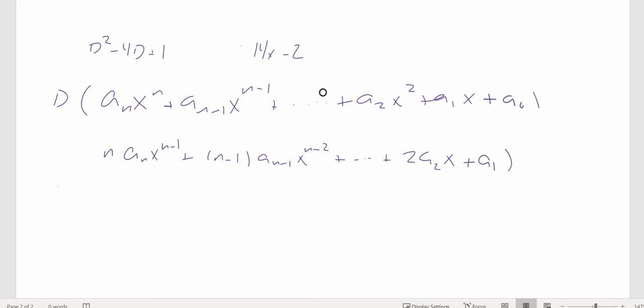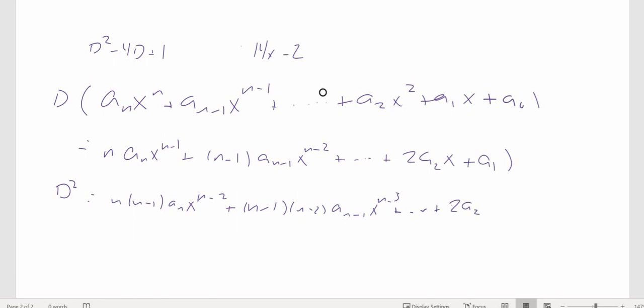Now, if we take the second derivative, so there's the first derivative, the second derivative then is going to be n times n minus 1 times a n x to the n minus 2 plus n minus 1 times n minus 2 times a n minus 1 x to the n minus 3 plus, and then 2a2.